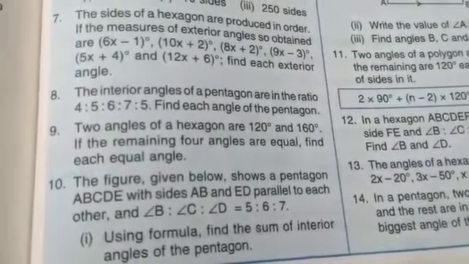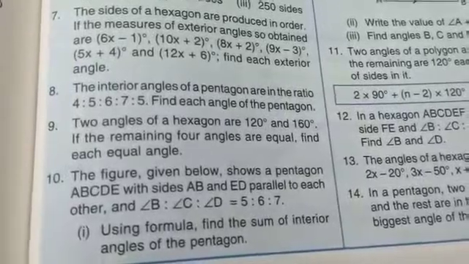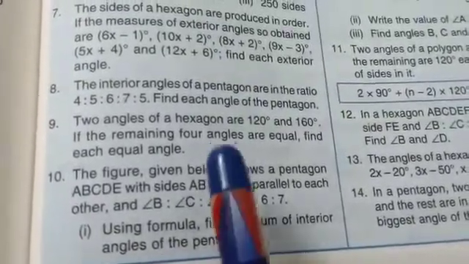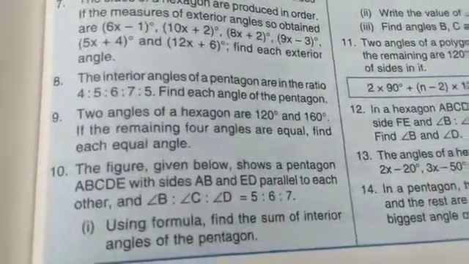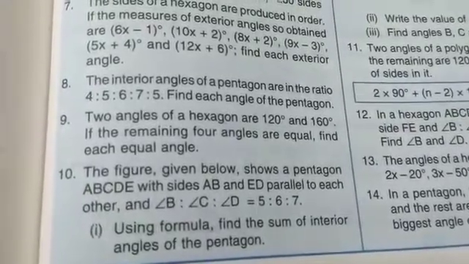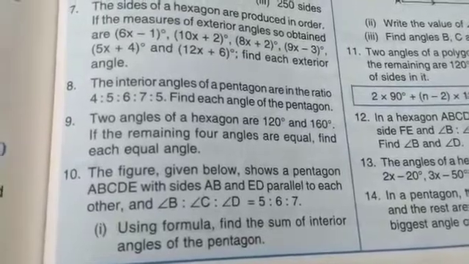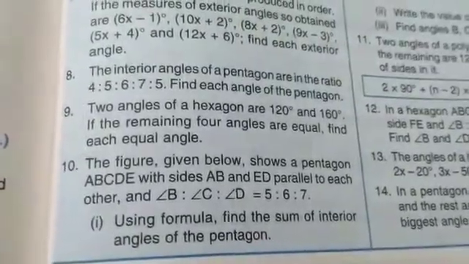So here we can suppose the remaining four equal angles be x, and then we can find out the sum of angles of a hexagon by adding all angles. And we can find out the sum of angles again by using the formula, and then we can equate both. Okay, so let us see the answer.